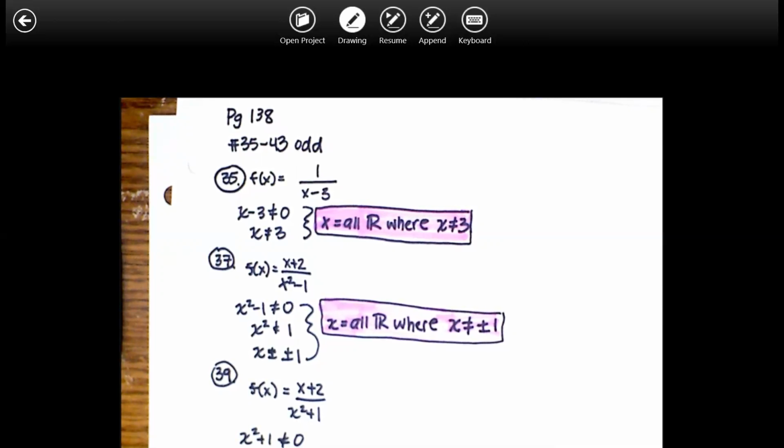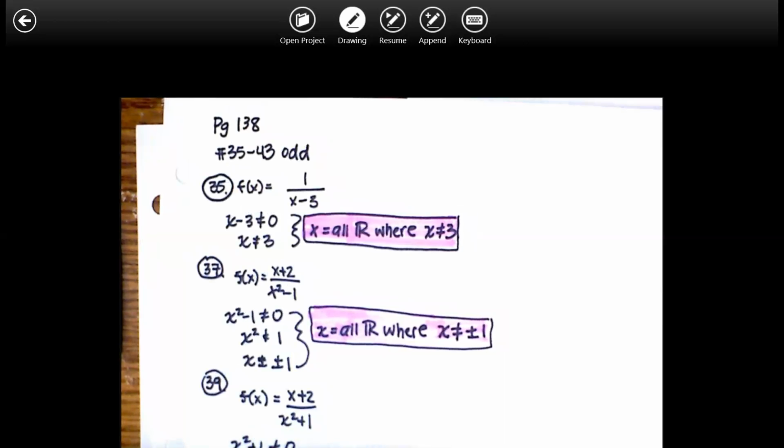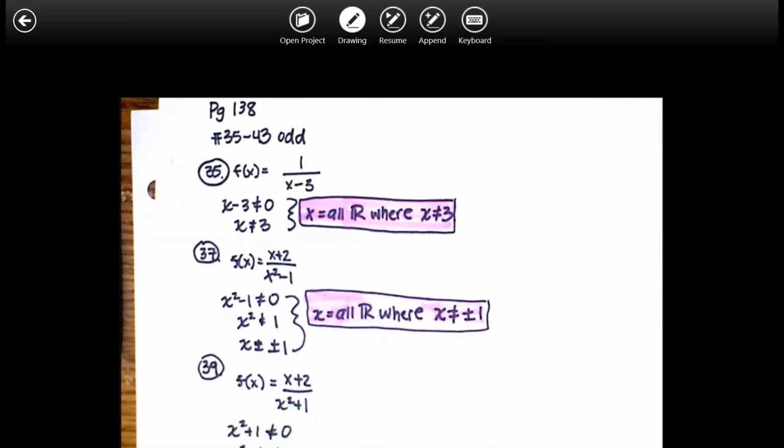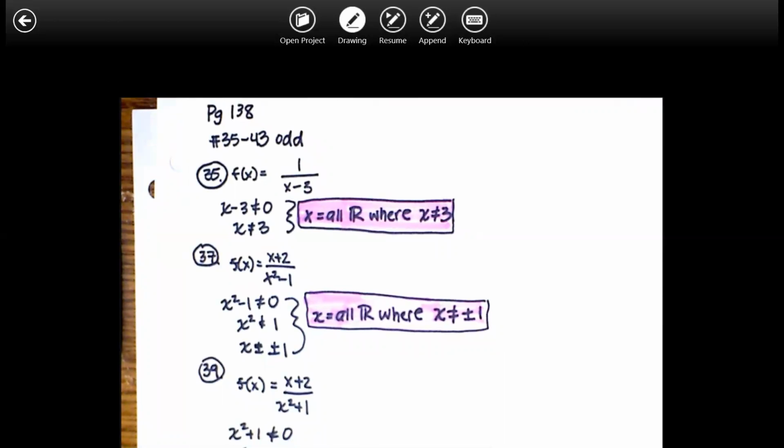In the first case, we're solving by making sure the bottom is not zero. So we say x is all real numbers except where x is equal to 3. For the bottom one, what I did is I solved it out using the square root. In this case, x cannot equal plus or minus 1. So we can just say that. You can also split them up: x cannot equal 1 or negative 1. Those are our two conditions.